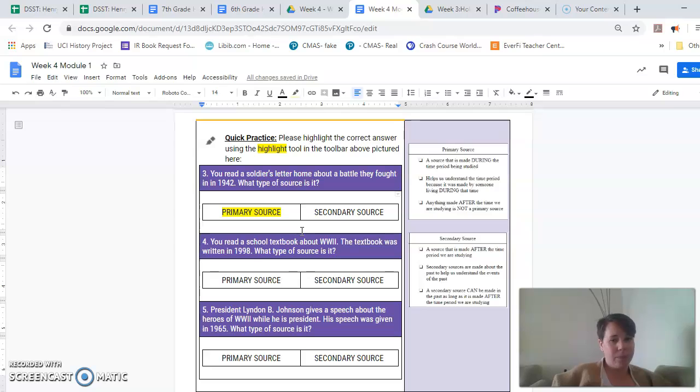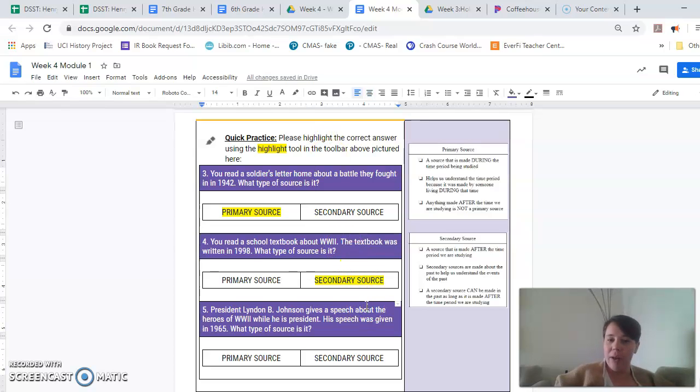This next one: you read a school textbook about World War II. So imagine you're reading about World War II. This textbook was written in 1998. What type of source is it? Is it "I was there, I saw it happen, and I created this thing"? Or "I was not there, but I read about it, and then I created this thing"? Note the date is 1998. I was alive in 1998. I was not alive during World War II. So I'm going to pick secondary source, also because textbooks are notoriously secondary sources. So I'm going to highlight that.